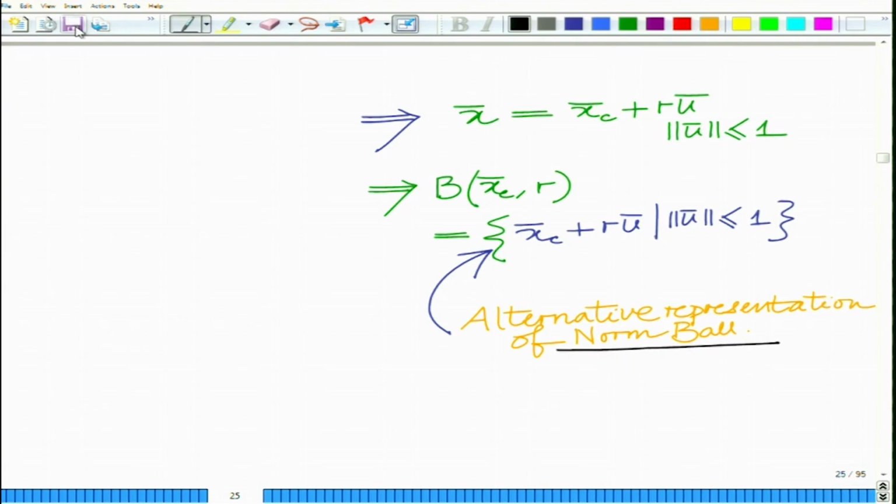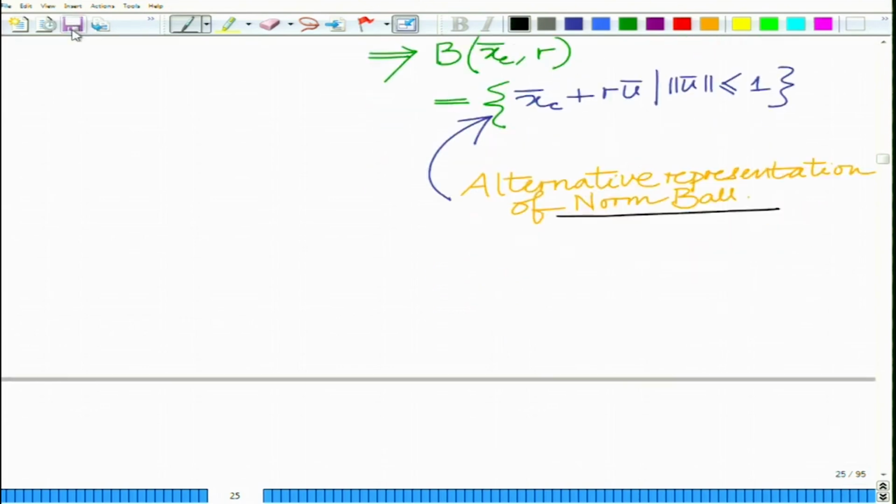Okay. All right. So, that is x c bar, the center, plus r, the radius, times u bar, where u bar is any vector such that norm u bar is less than or equal to 1. So, this is an alternative representation which is very convenient, oftentimes, to represent the norm ball.